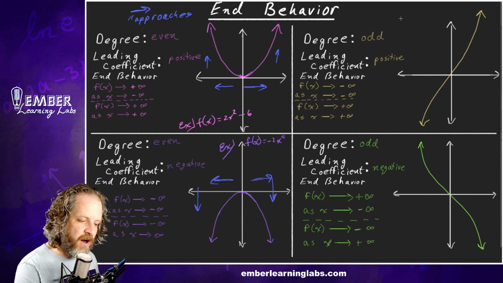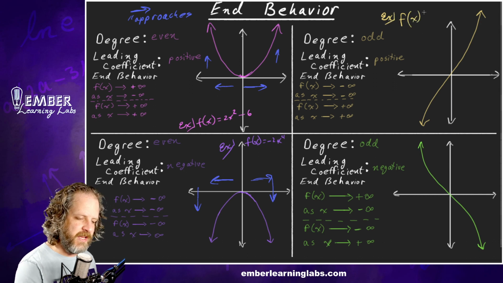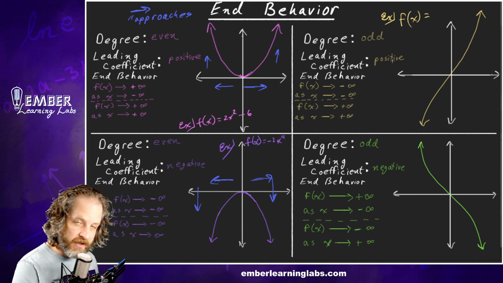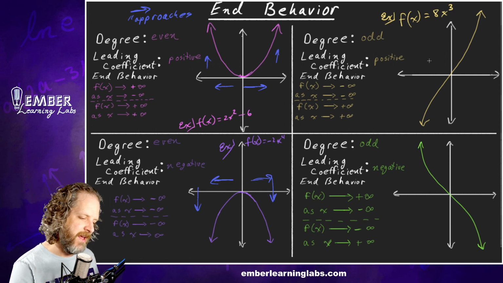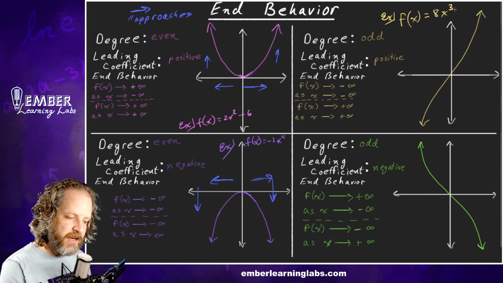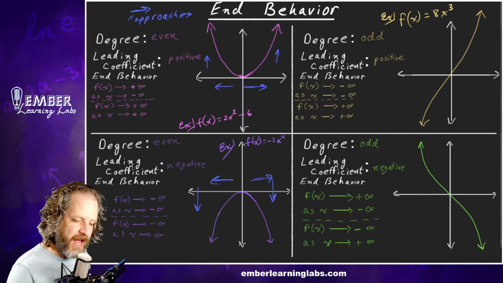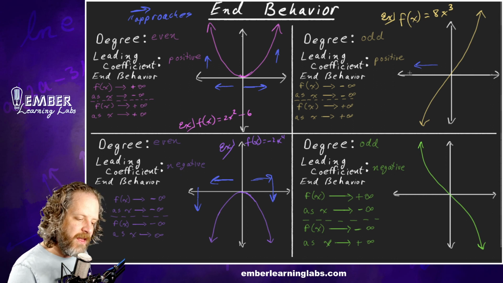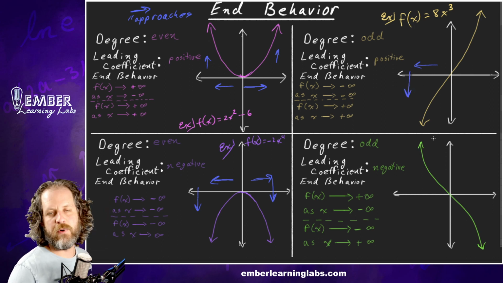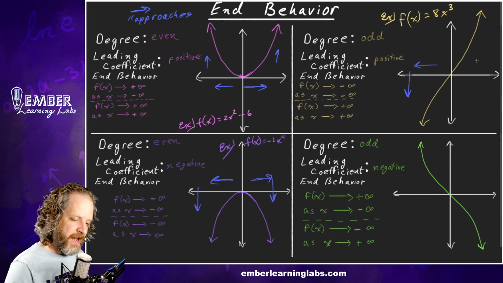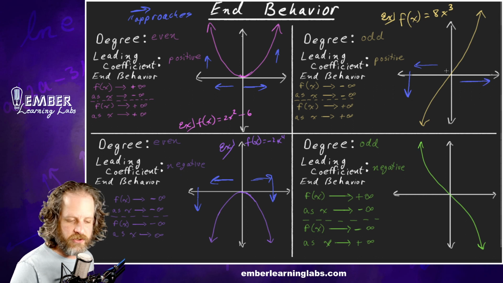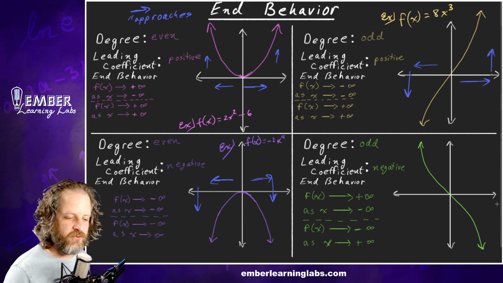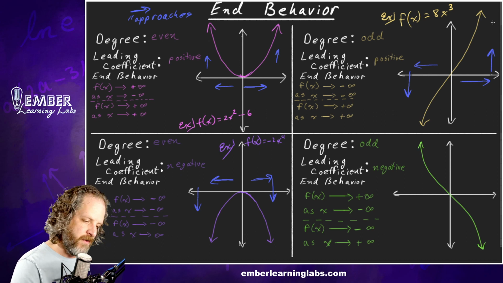This guy, if we have an odd degree and a positive leading coefficient, so something like f of x equals positive 8x cubed, right? Something like that. As x approaches negative infinity, so as we're getting lower, the function is going down. It's approaching negative infinity. As x approaches positive infinity, so as it goes to the right, x is heading towards positive infinity, so the function is going up, right?